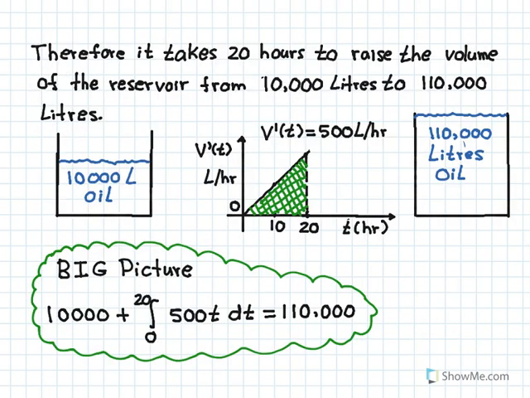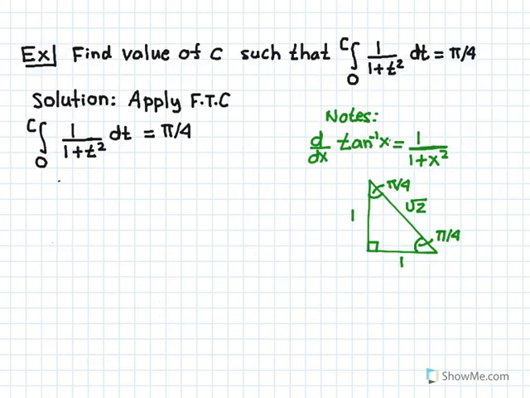We'll illustrate with a diagram. So it takes 20 hours to raise the volume of the reservoir from 10,000 liters to 110,000 liters. We start with 10,000 liters, that's the diagram on the left, and we add the rate of change, we integrate the rate of change, and that gives us a change in the volume of the oil, and that's the middle diagram. And when we add these two, we get a final amount, which is 110,000 liters of oil. So the big picture is at the bottom, 10,000 liters plus the integral from 0 to 20 of 500t dt is equal to 110,000. All right, let's look at another application.